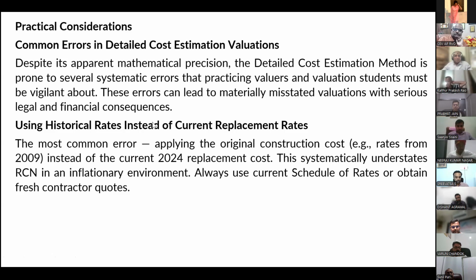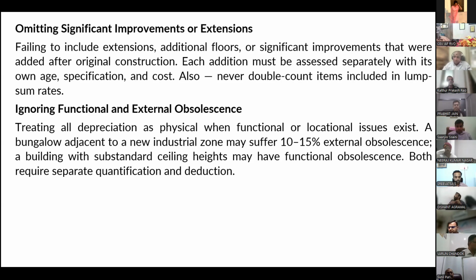So this is a thing many times some of the valuers are confused with. So the systematical understate RCN is in inflationary environment. So always use current schedule of rates or obtain fresh contract reports. So this is where we can do some mistake. Instead of using 2024 replacement rate, we may use 2009 replacement rate. That is wrong. Then omitting significant improvements or extensions.